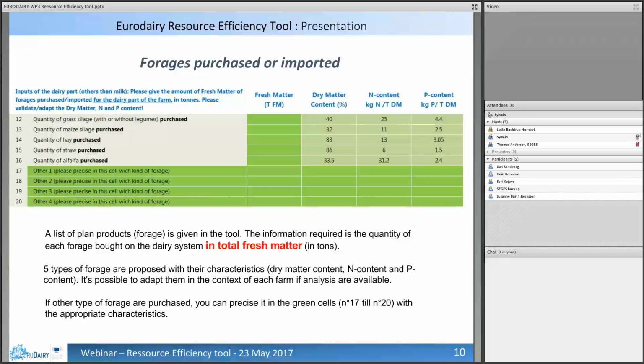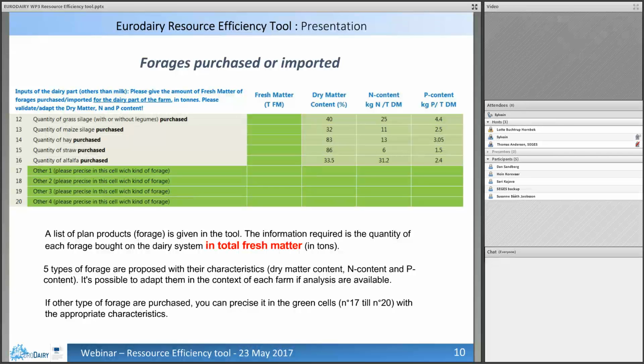The next point is about the forage purchased or imported on the dairy farm. You have here a list of plant products of forage already given in the tool. The information required is the quantity of each forage bought on the dairy system in total fresh matter. Five types of forage are proposed with their characteristics, so you can find the dry matter content, the nitrogen content, and the phosphorus content of each forage. But it's possible to adapt them in the context of each farm if analyses are available.